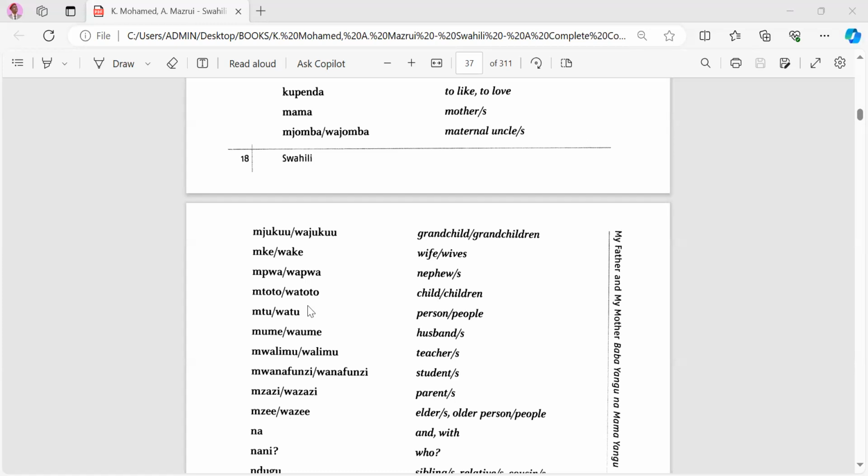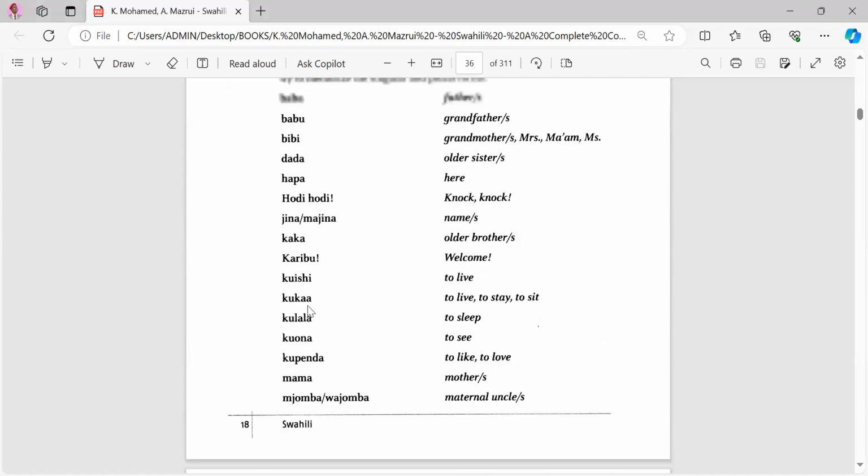Any other concern? How do you say to live, to stay, to sit again? That word that means to live or to stay or to sit. There's kuishi. The one underneath kuishi, there's kukaa. Kukaa. Okay, thank you.